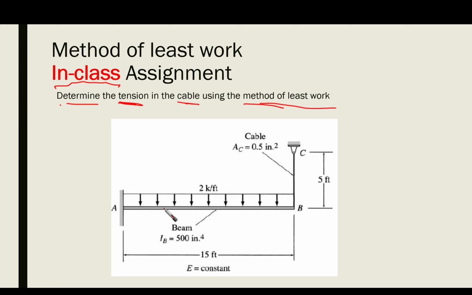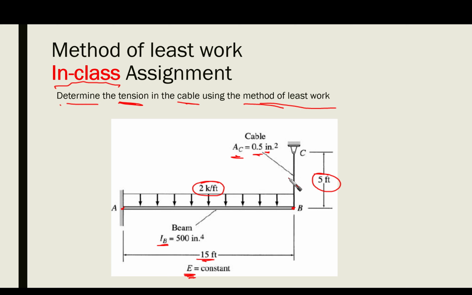We have a beam which has a fixed support at point A, and at point B there is a cable, which we call CB. This cable has an area of 0.5 inch squared, and the length of this cable is 5 feet. The main beam has a distributed load of 2 kips per foot, and the inertia of this beam is 500 inches to the power 4. The length is 15. E is considered constant in your calculation. So we need to obtain the tension here.